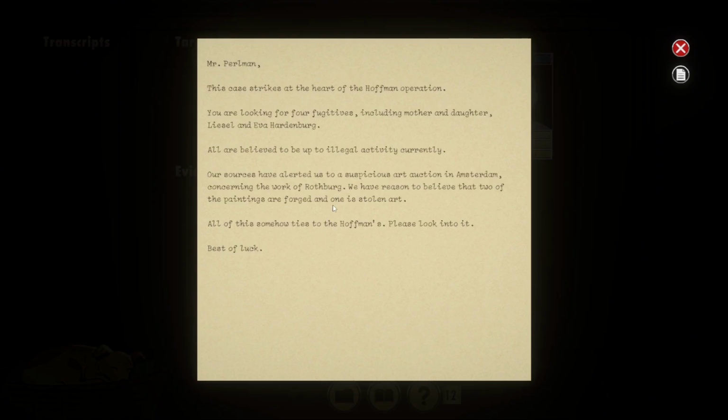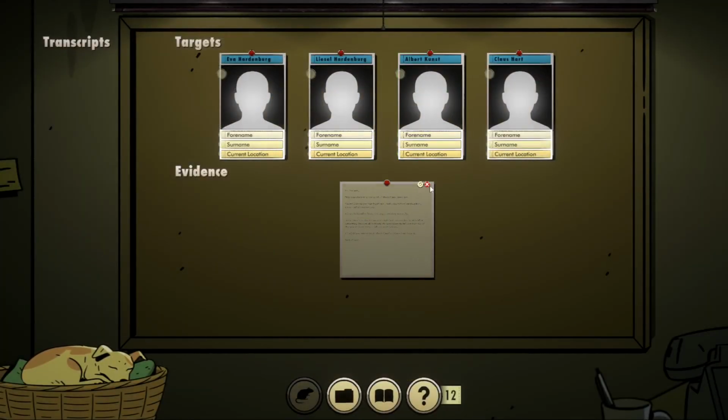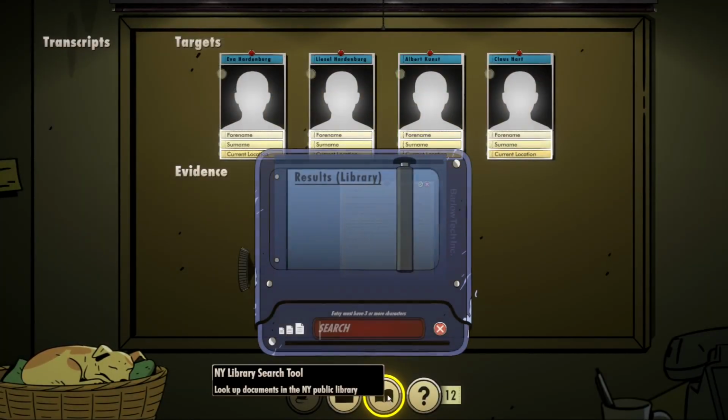Our sources have alerted us to a suspicious auction in Amsterdam. Concerning the work of Rothberg. Keywords. We have reason to believe that 2 of the paintings are forged and 1 is stolen art. Somehow this ties up. Please look into it. Okay. Well, let's look.